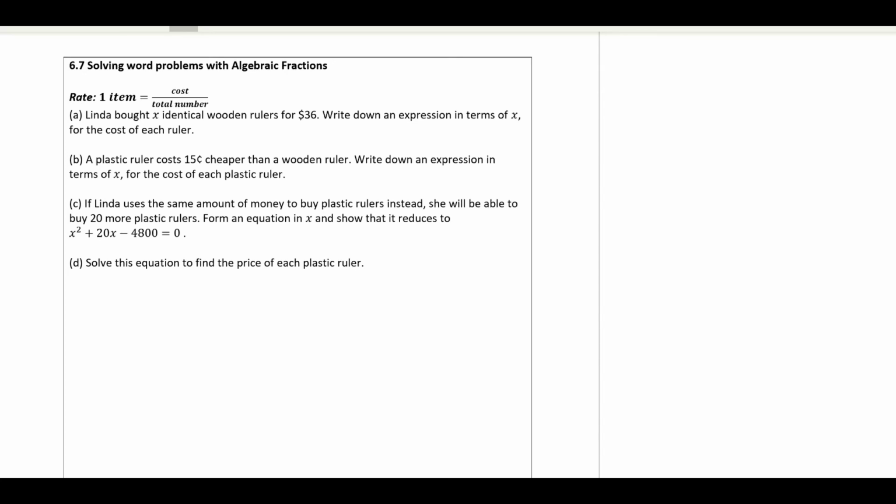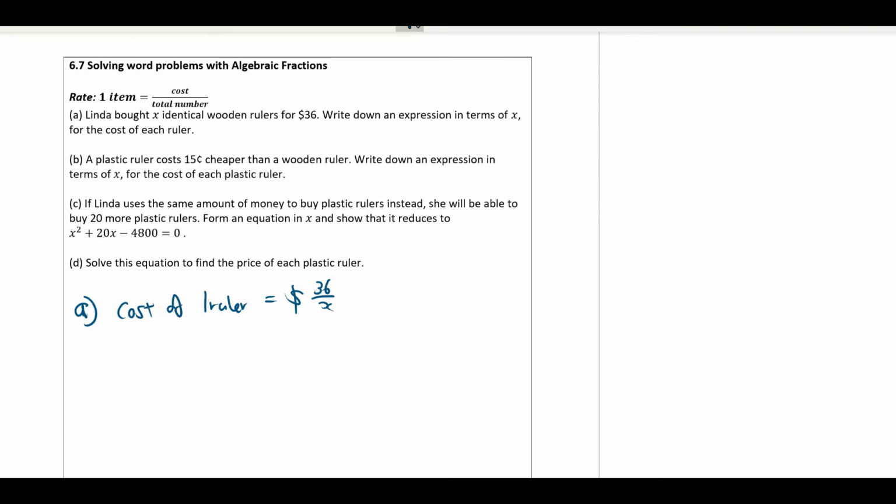First, to find the rate of one item. Rate means how much it is per item. So the one item cost is the total cost divided by the total number of things that you buy. Linda bought x wooden rulers for $36. Find the cost of each ruler. They will always lead you with this. So part A, cost of one ruler is equals to 36 over x.